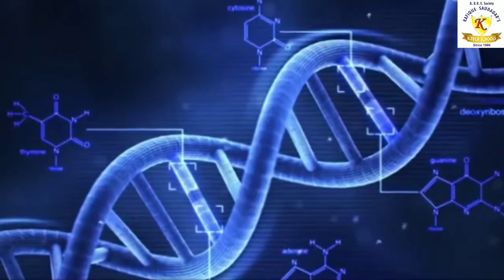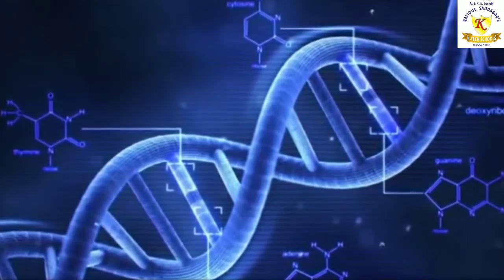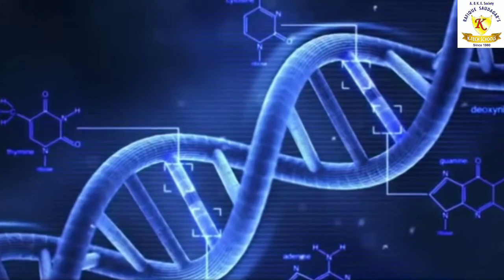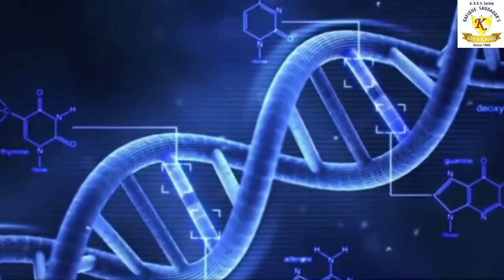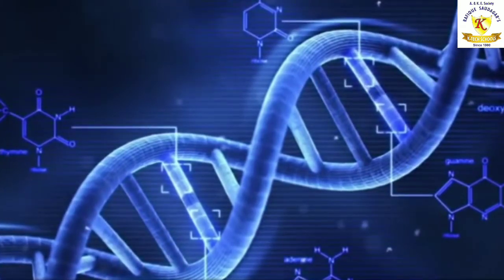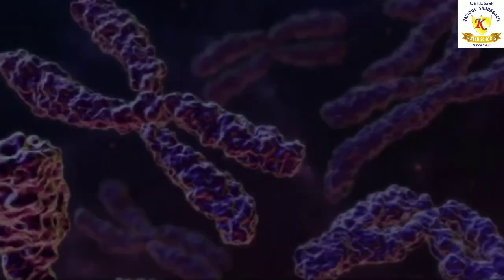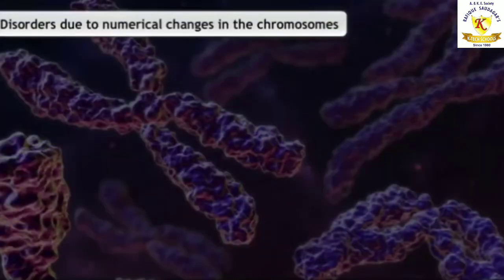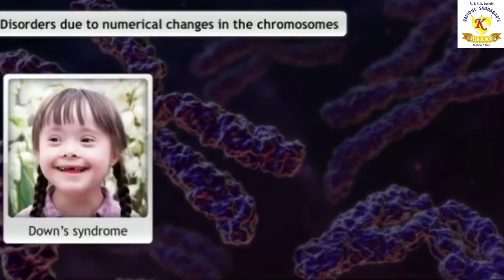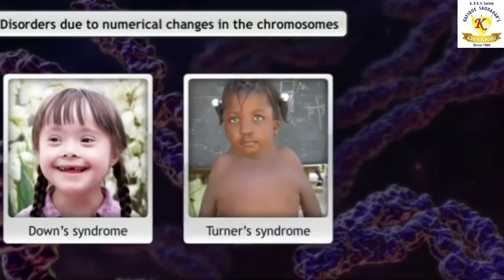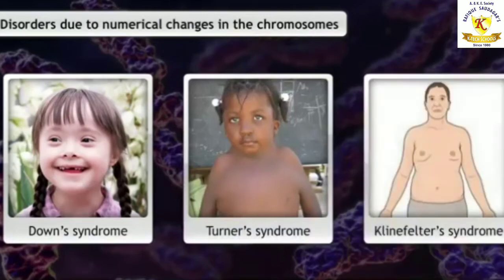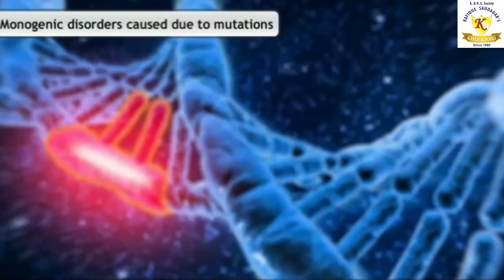Mutations in more than one gene at the same time cause polygenic disorders. For example, disorders due to numerical changes in chromosomes like Down syndrome, Turner syndrome, Klinefelter's syndrome. Monogenic disorders are caused due to mutation.